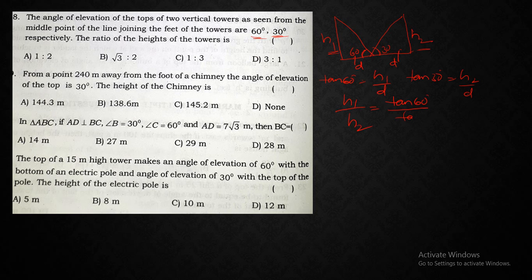Then what I am going to get is tan 60 by tan 30, which gives me root 3 by 1 by root 3. So this becomes root 3 into root 3, which gives me 3. So the answer is 3:1.